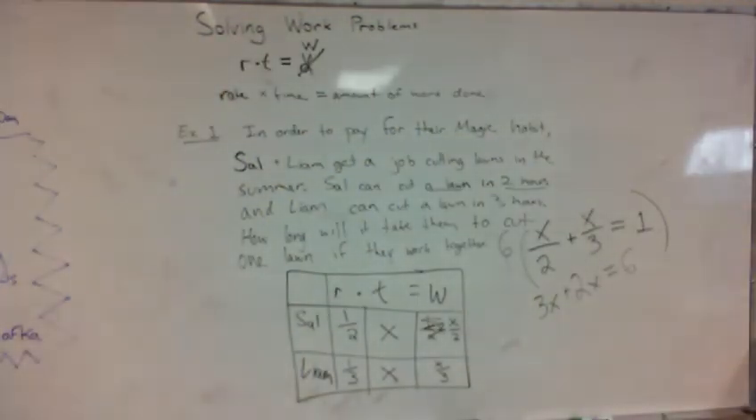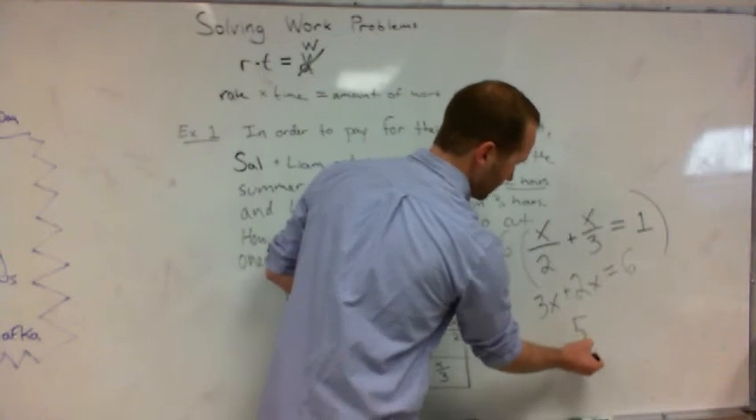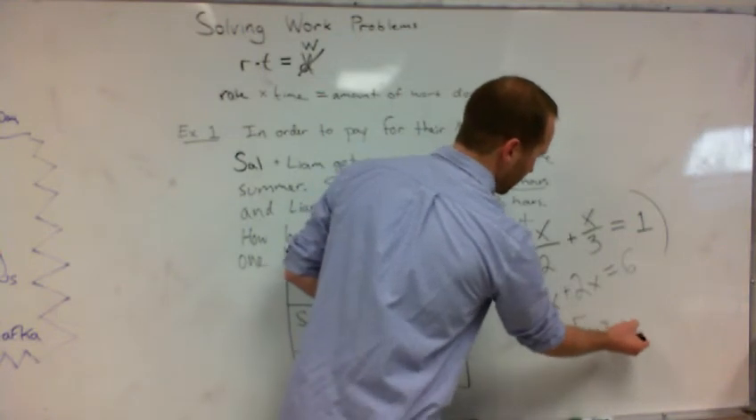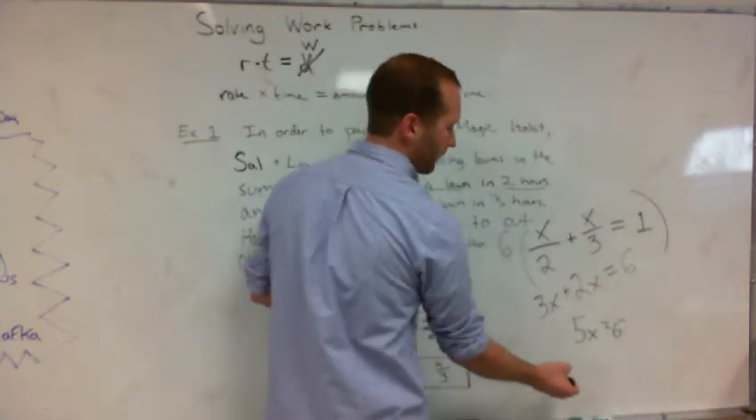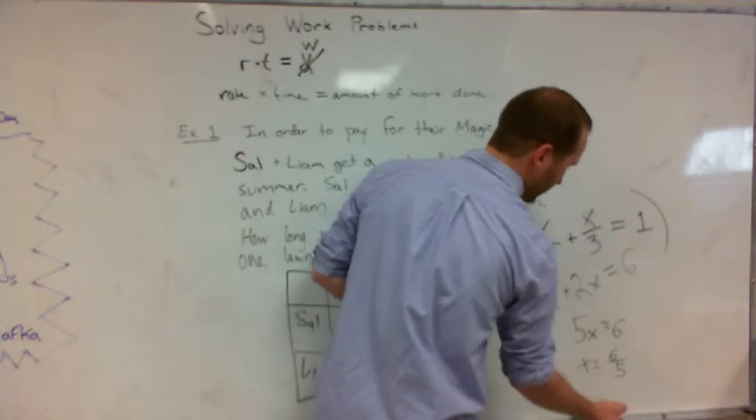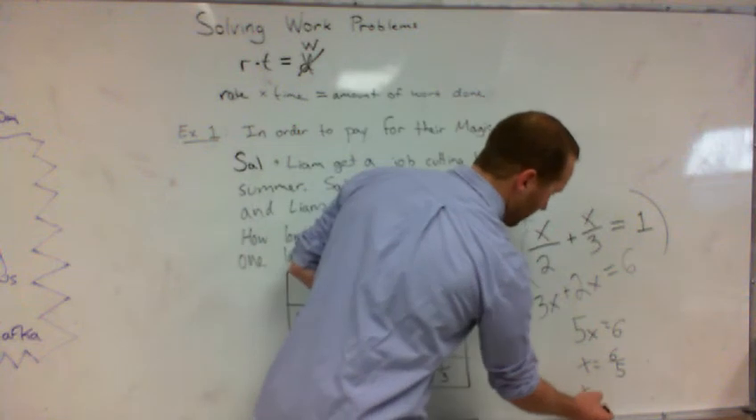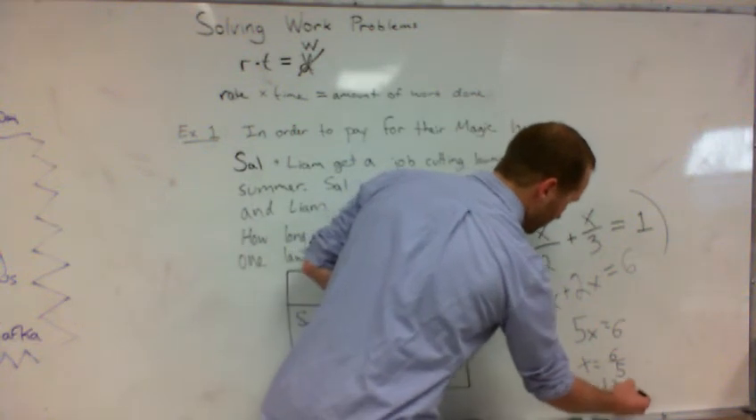Now we're just going to combine and solve for x. So 3x plus 2x is 5x, and 1 and 1 is 6. 5x equals 6. So x equals 6/5. Yeah, and I would probably write this x equals 1.2.